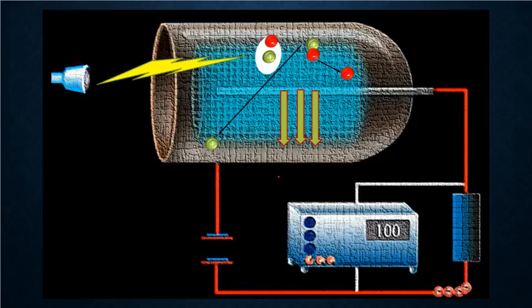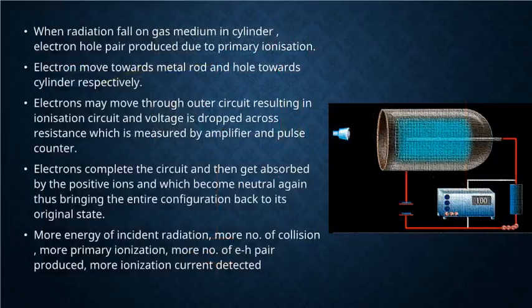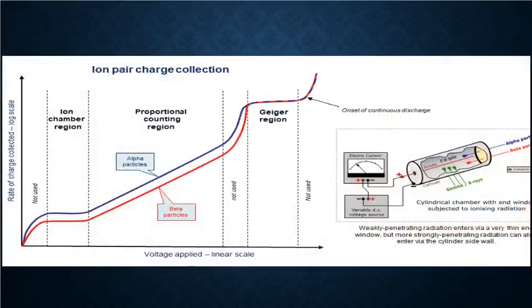And what happens when we increase the voltage of the battery connected? Let's see it in detail. To understand how the magnitude of the current pulse changes with the energy of the incident radiation and applied voltage, just look at the graph plotted taking the magnitude of voltage along the x-axis and log of pulse size along the y-axis. The red and blue curves are for beta and alpha particles respectively.